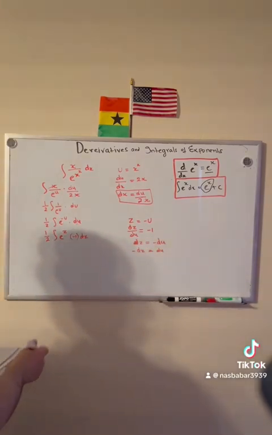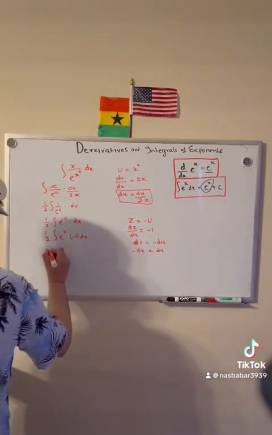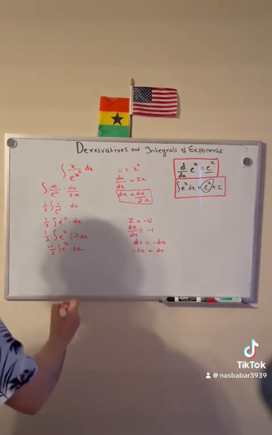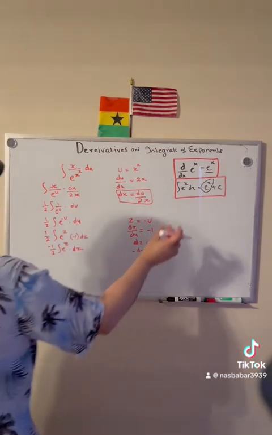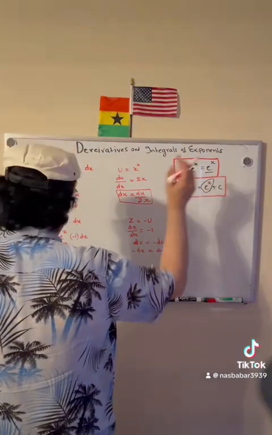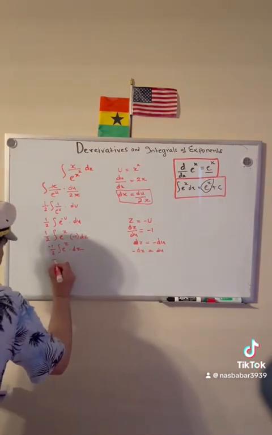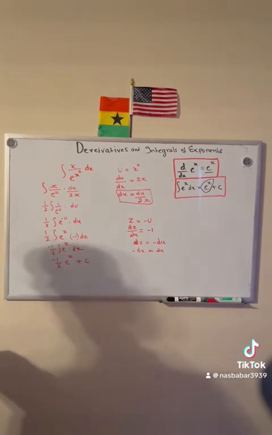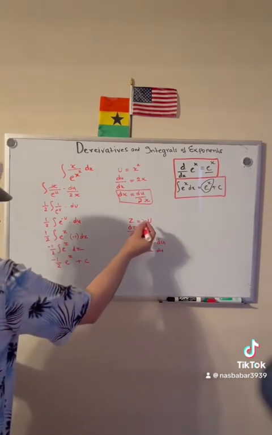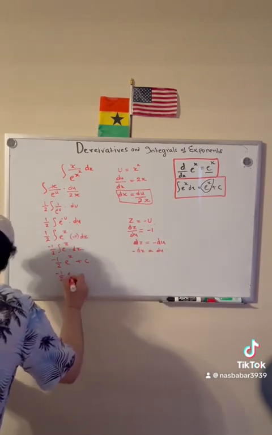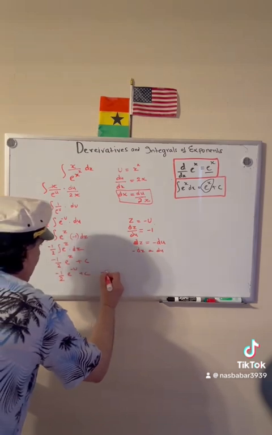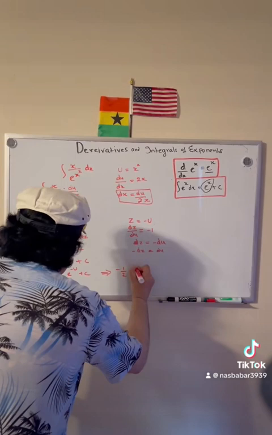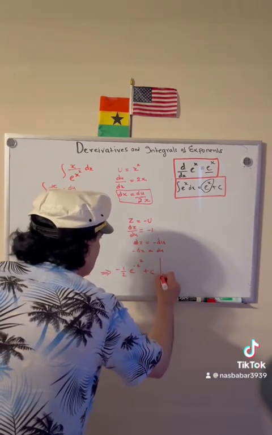Now we can bring this negative outside the integral, and then we have e^z dz. Now the problem becomes really easy because we know that the integral of e raised to the power x is just going to be e^x. So that really does help. Then I apply the integration and I get e raised to the power z plus a constant, okay? Then I can put the value of z back here: minus half e raised to the power minus u plus c. And then I can put the value of u back in here. So minus half e^(-x²) plus c. This is my final answer.